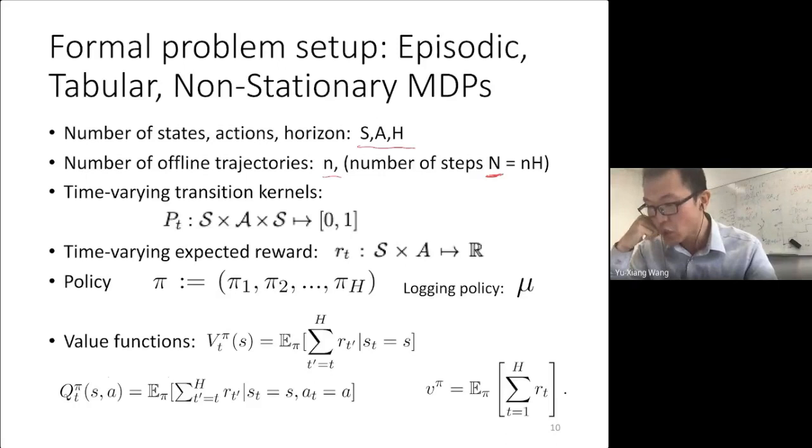We're also defining the time varying transition kernel P_t. This is a function from your current state and the action you take and the state that you're transitioning to, and assigns that a probability, denoting the conditional probability of P_t of s prime given s and a, since these are time dependent.